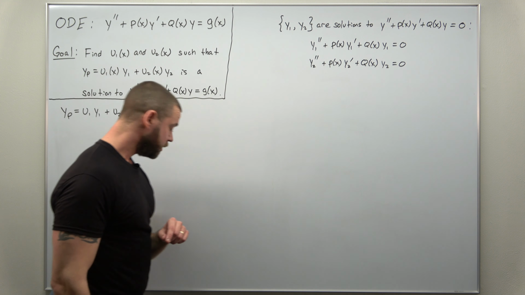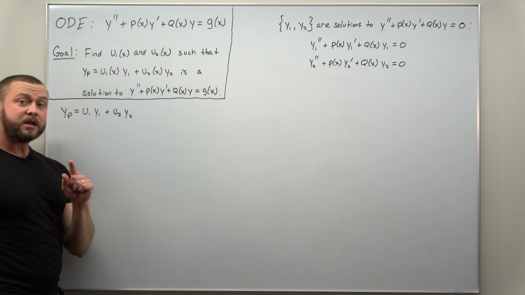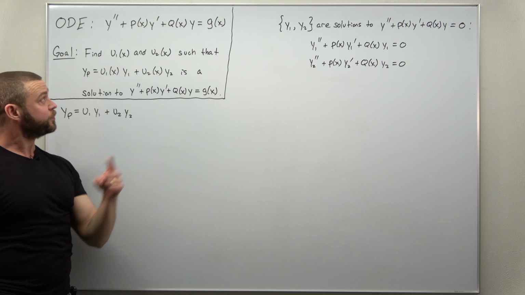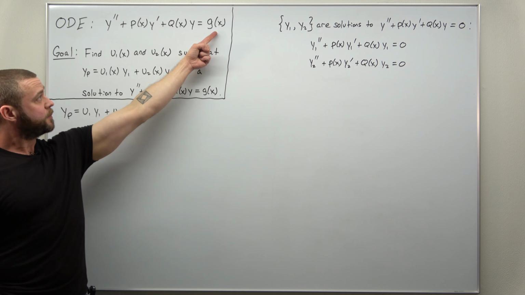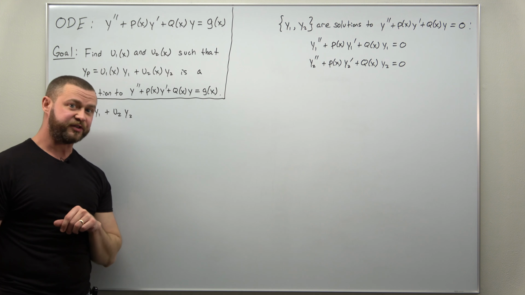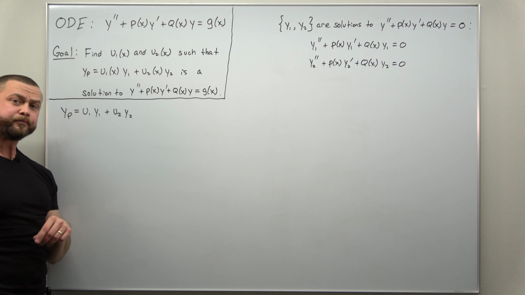All right, what we're going to look for now is a particular solution to this non-homogeneous ODE. Notice it's the same left side, but now there's a non-homogeneous term on the right side, a function g of x.